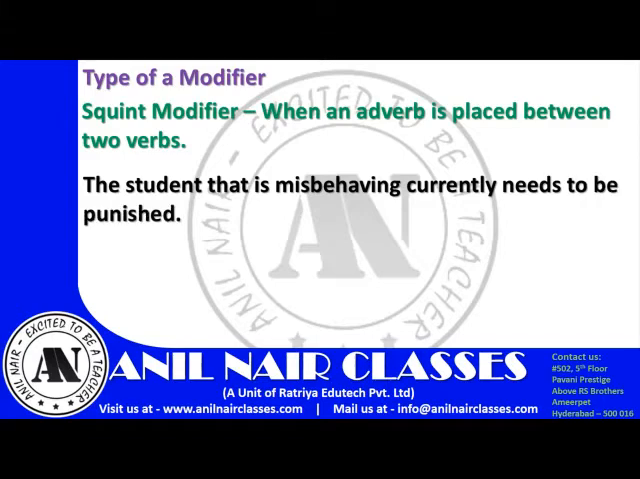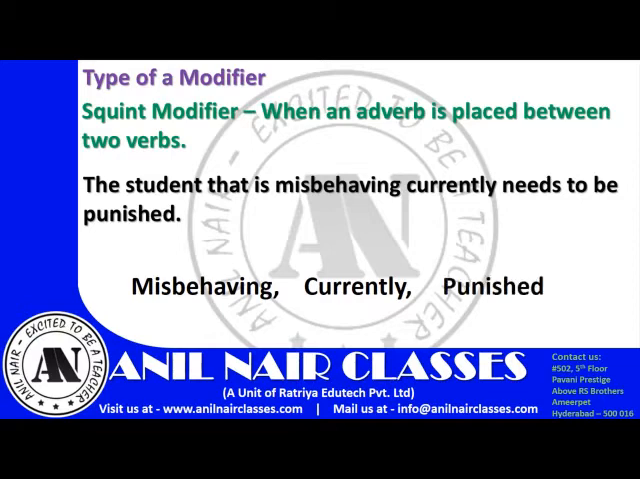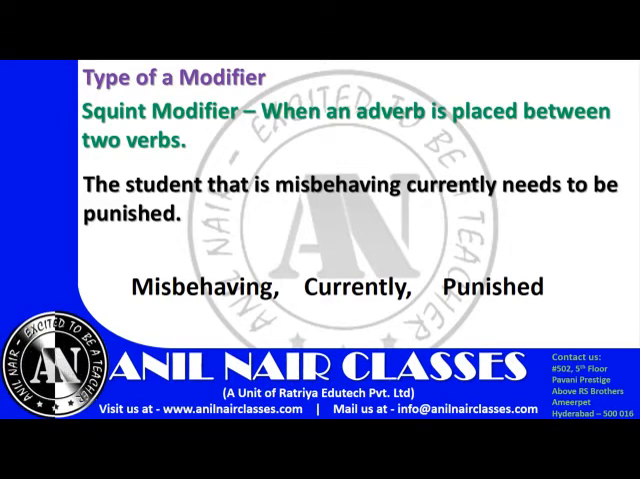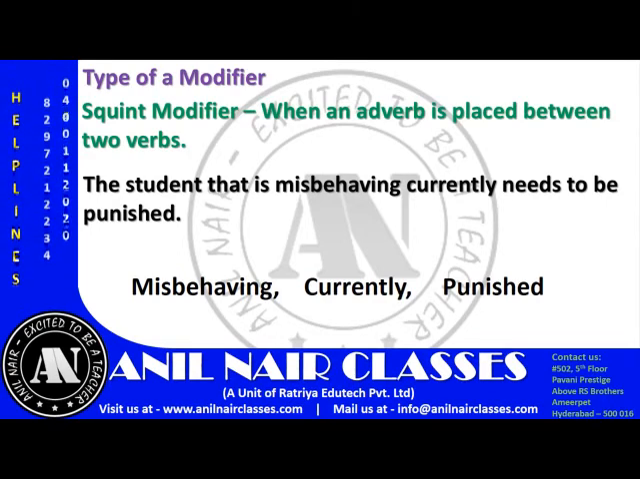Now, in this particular statement, if you observe, you have misbehaving as a verb, currently as the adverb, and punished as the verb. So, in fact, you have one adverb which can modify any one of the verbs in the sentence out of the 2. Now, again, you follow the 3 steps and identify the modifier first. What is that extra information without which the sentence will still make complete sense? Obviously, it is the adverb currently.